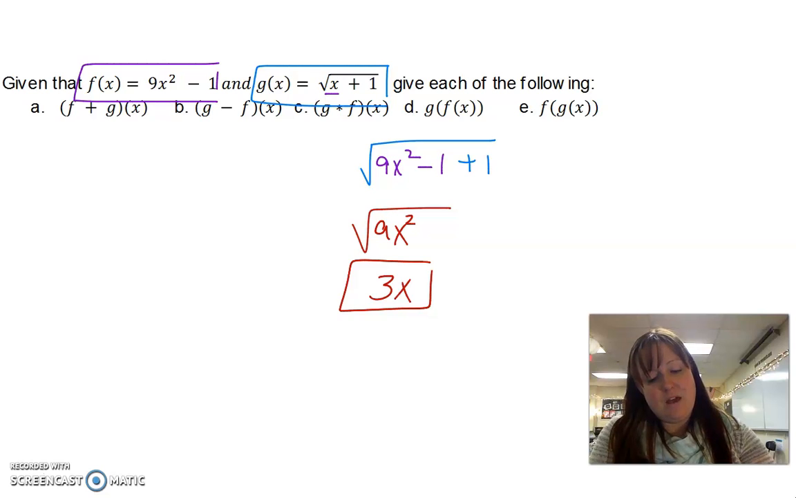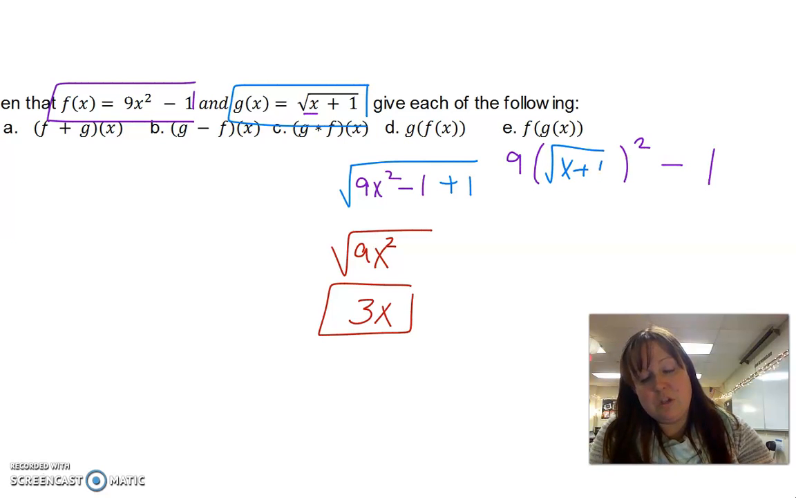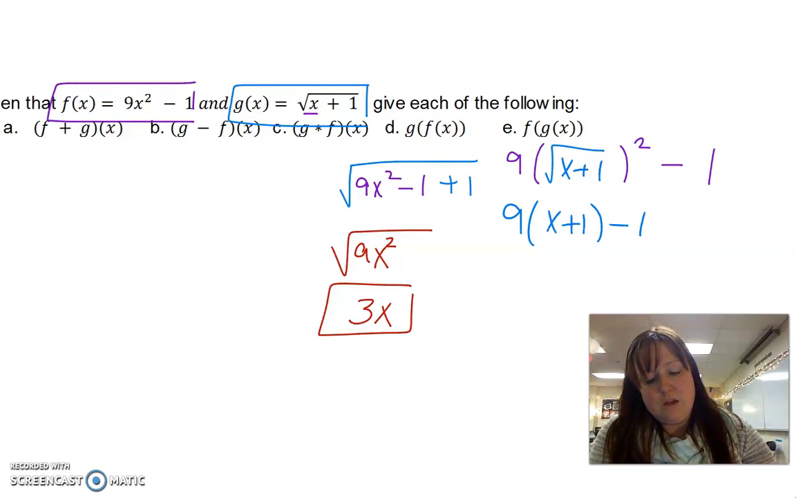Okay, and then f of g of x. So f is our outside function this time. So we have 9x squared minus 1, and everywhere there was an x, we're going to put g, the square root of x plus 1. Now, the square root of x plus 1 squared gives us just x plus 1, minus 1. So we get 9x plus 9 minus 1. And you might have thought, ooh, I can do that plus 1 minus 1 first, but remember that multiplication takes precedence over addition and subtraction. And so then we have 9x plus 8.